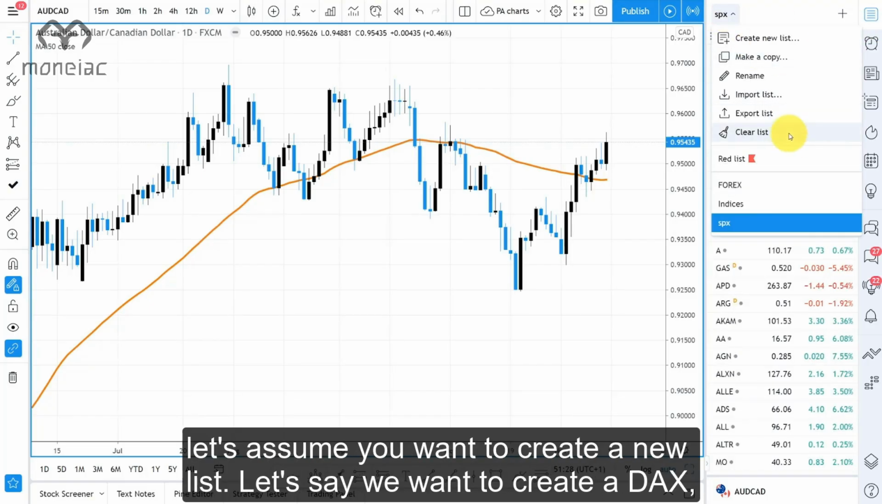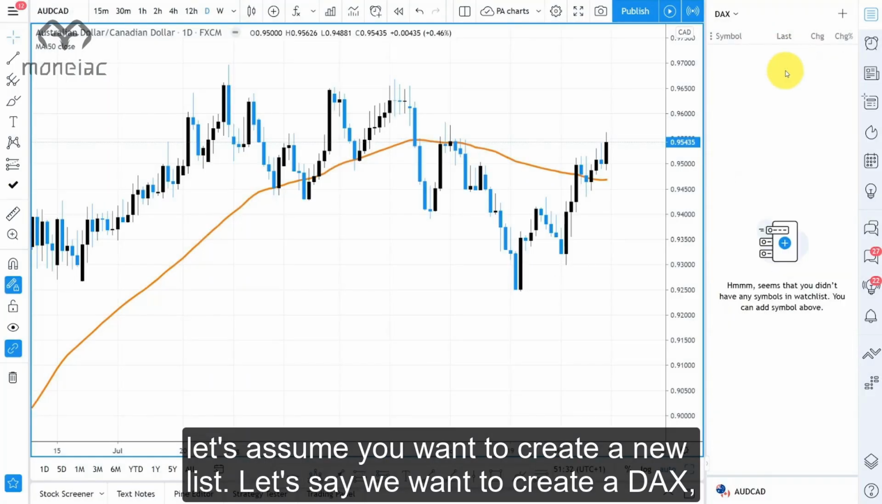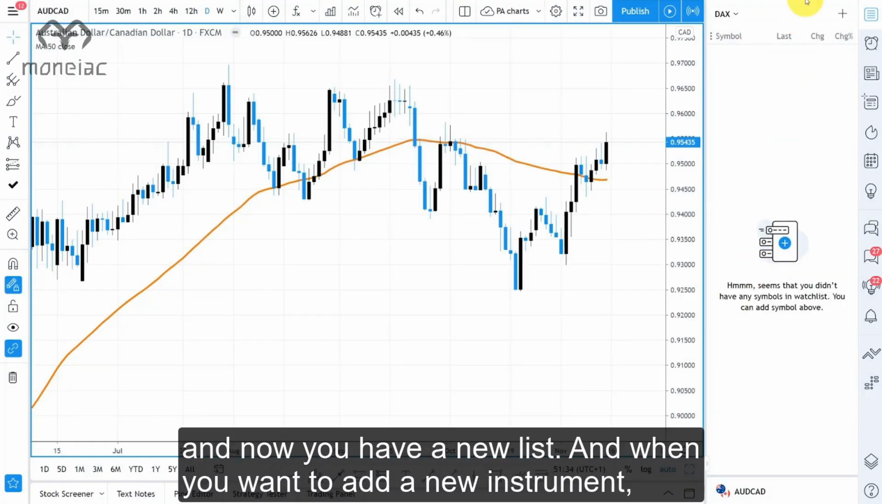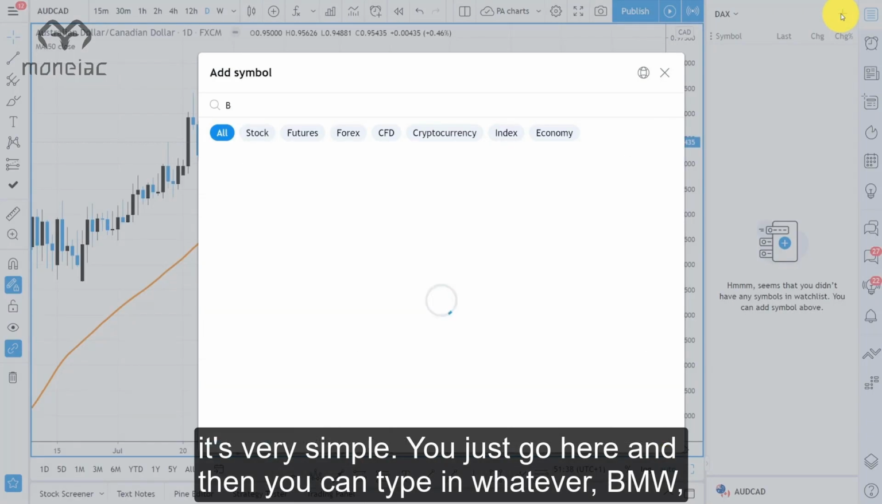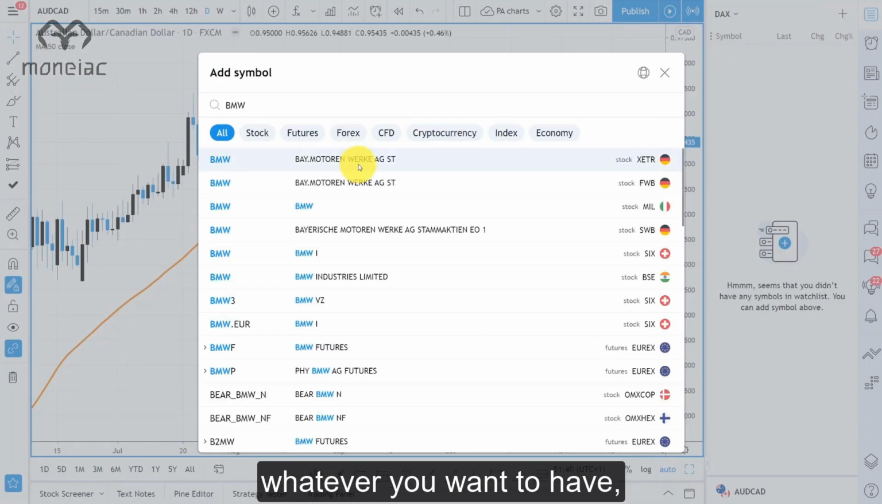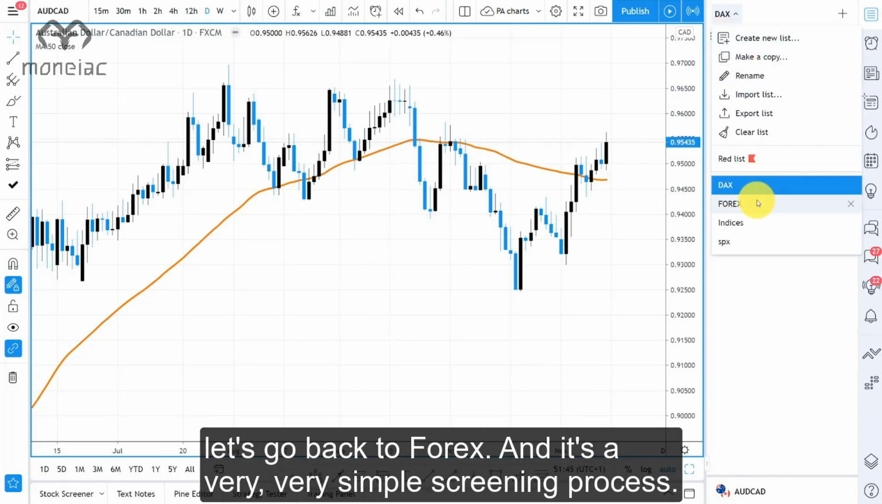So for example, let's assume you want to create a new list. Let's say we want to create a DAX list. And now you have a new list. When you want to add a new instrument, it's very simple. You just go here and type in whatever you want, BMW, whatever, and it will be added to your list, and then it will be here. All right, let's go back to Forex.